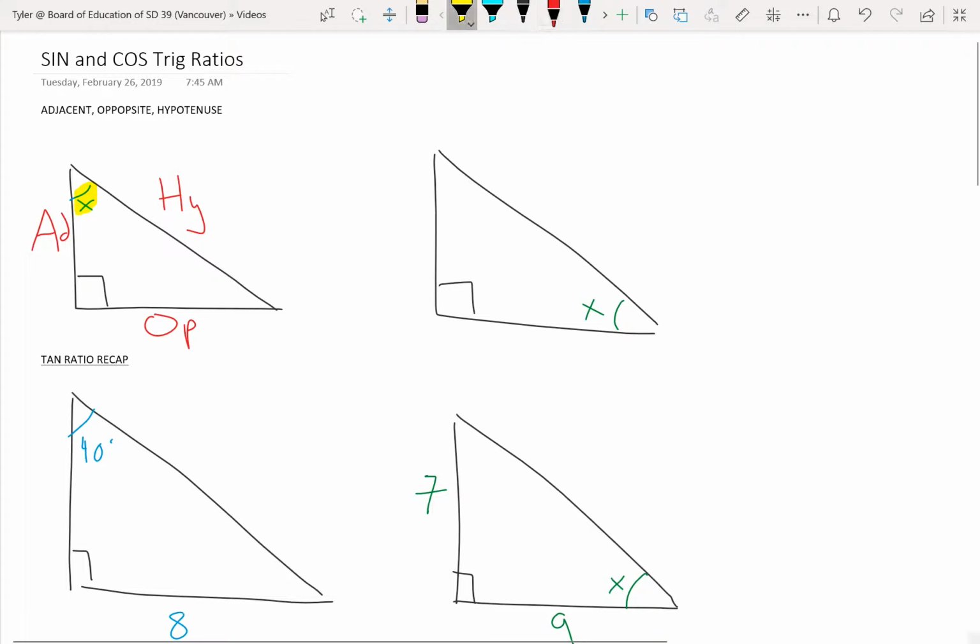If we look at this second triangle, the angle's in a different spot, which means some of the sides are going to be labeled differently, even though it might be the exact same triangle. The adjacent side would be this one because it's right next to the angle. The opposite side is over here, so it's going to be the opposite. And the hypotenuse, across from the 90, is actually still the same. Being able to label these three sides is really important, and we're going to do it in every question.